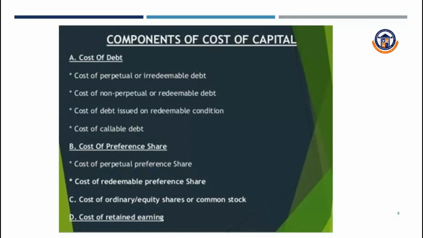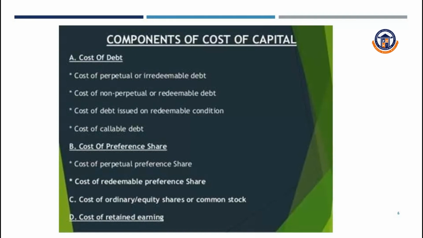Fourth one is the cost of retained earnings. The cost of retained earnings means the share which determines the market price of the share. A bond is a long-term debt instrument or security. The bonds are issued by the government and public sector companies. Bonds issued by the government do not have any risk of default, as it honors the obligation of its bond.